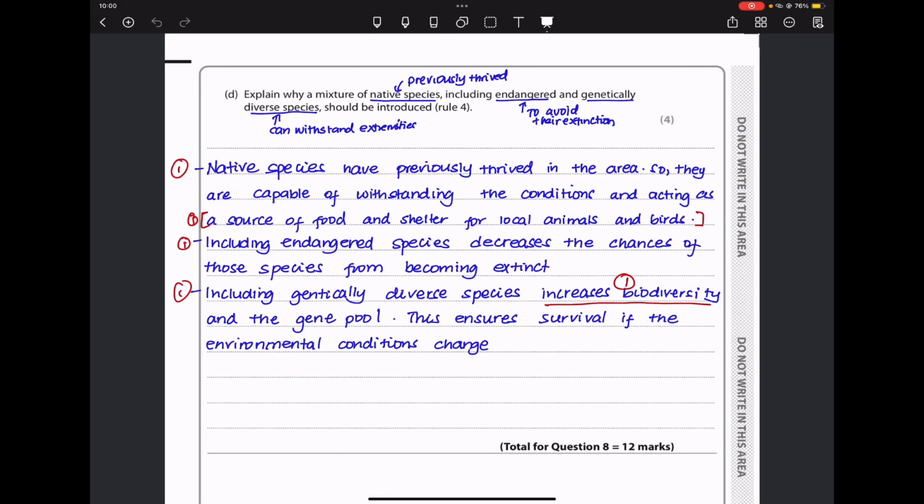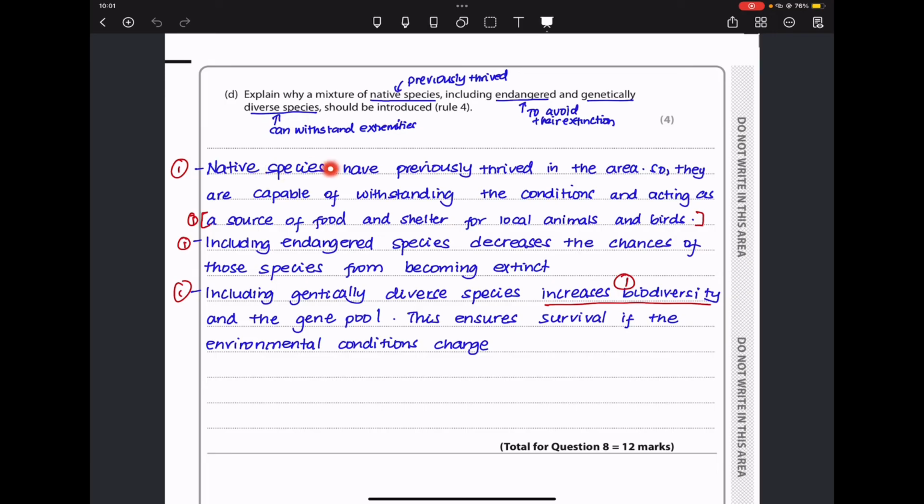In part D, explain why a mixture of native species, including endangered and genetically diverse species, should be introduced. This is the 4th rule. Now, native species have previously thrived in these areas. Those that are endangered need to be protected because they could become extinct. And genetically diverse species can withstand extremities of conditions, like if there is selection pressure, they are able to withstand the harsh conditions.